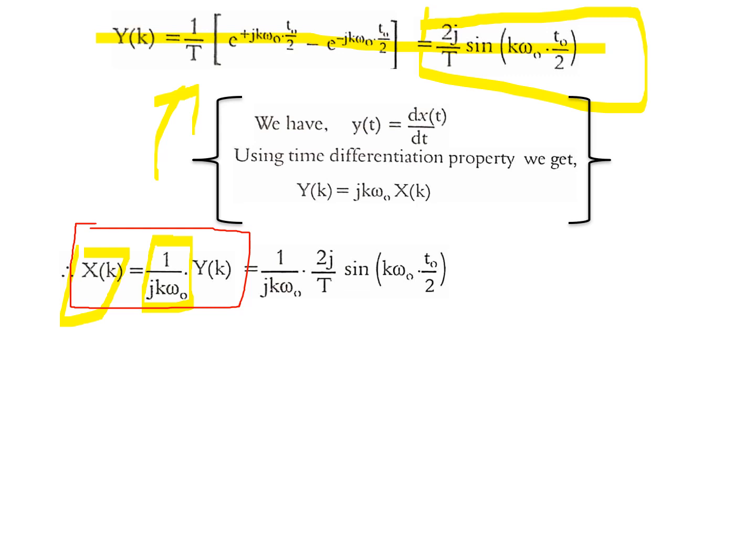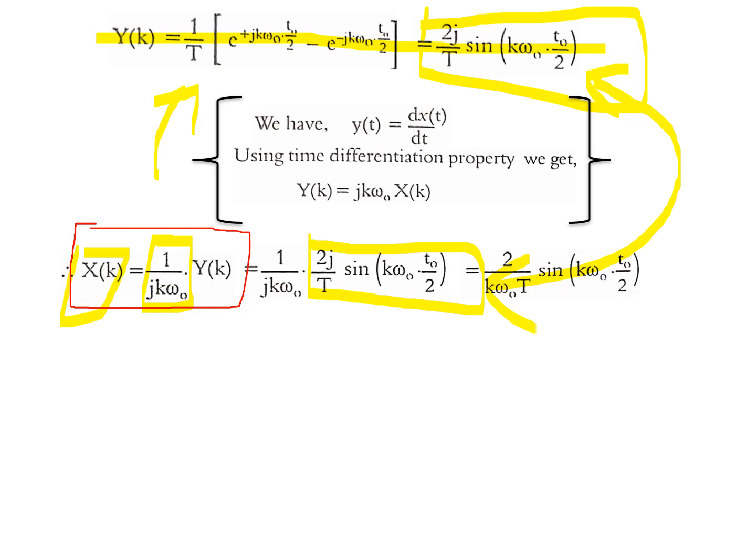This expression, y of k, I already got it from here. I am writing this expression, then into 1 by j k omega naught. So I'm just modifying this. See what steps I'm using to modify. It's all self-explanatory.